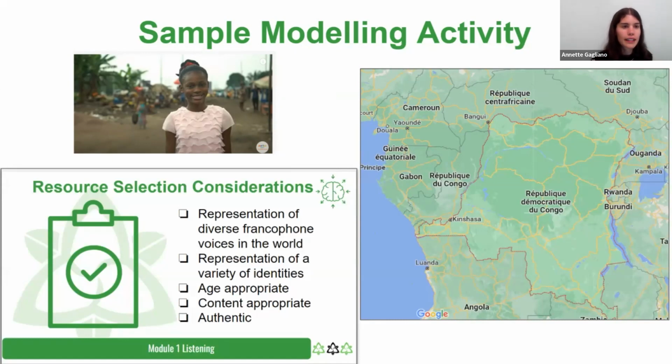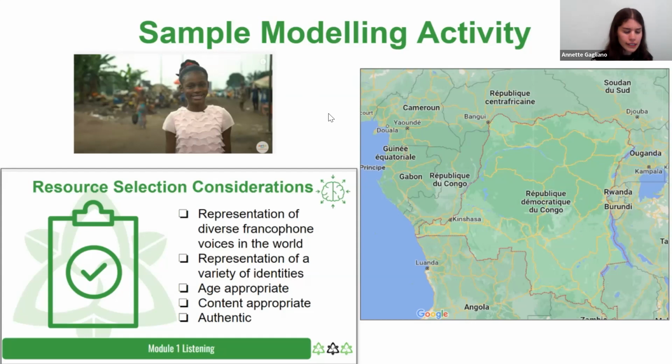So we just have some sample resource selection considerations from our video module. When we were choosing this resource, we chose it from a YouTube series called Ils ont ton âge, and I'll introduce it a little later on. But just as a brief introduction, we have this learner over here. She's 12 years old, and she comes from La République démocratique du Congo. So we also have a cool geography and intercultural understanding connection with this text.